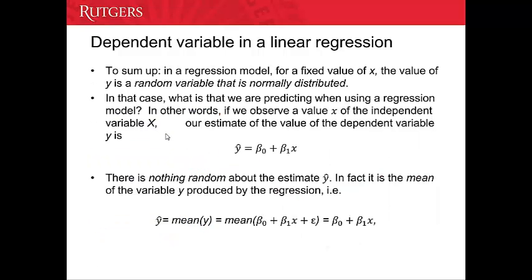Let's try to sum up. So in the regression model, if we fix the value of x, the value y is a random variable that's normally distributed. So that's why when we make a prediction, we do not include the error term. We only use the two parameters beta 0, beta 1, and use beta 0 plus beta 1 multiple the value of the independent variable x to get the dependent variable, because we can get the mean value. So we do not include the error term, which is the random part of this equation. And beta 0 plus beta 1 multiple x is the mean of the y.